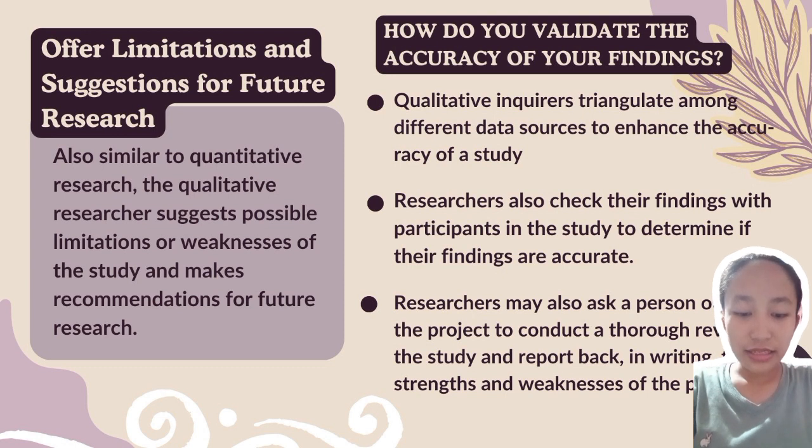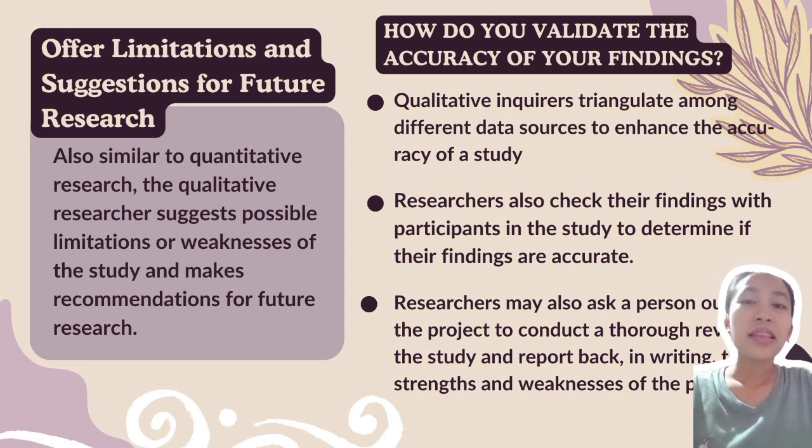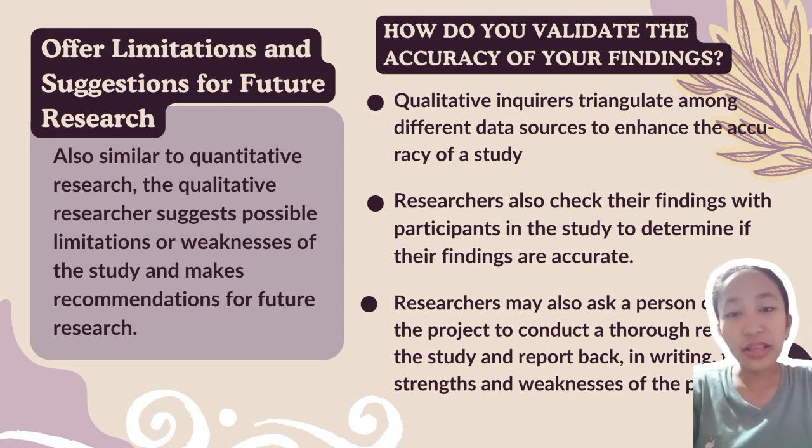Qualitative inquiries triangulate among different data sources to enhance the accuracy of a study. Triangulation refers to the use of multiple methods or data sources in qualitative research to develop a comprehensive understanding of phenomena. That is according to Patton, 1999. Triangulation is the process of corroborating the evidence from different individuals, for example, a principal and a student.